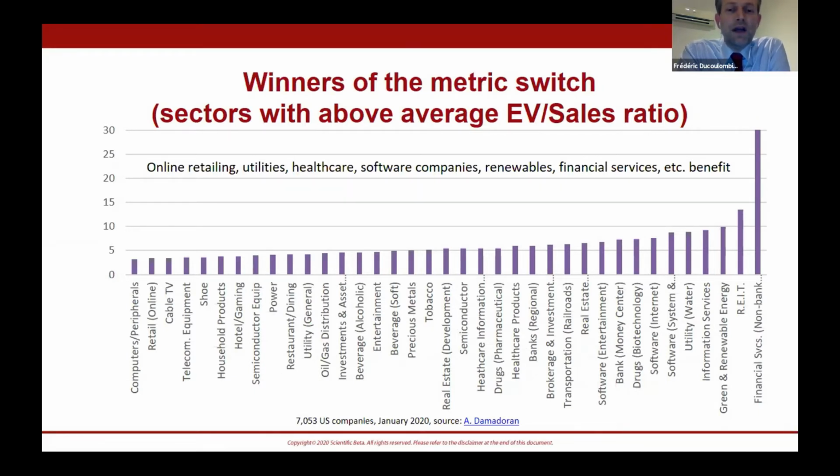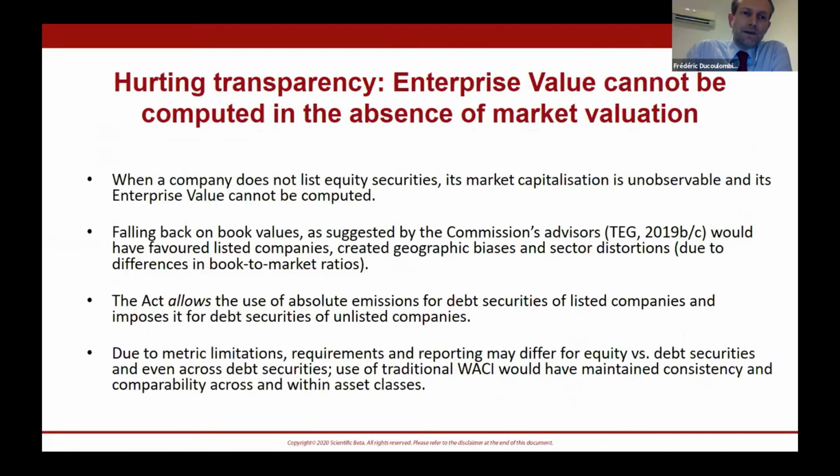And the same was true when you looked at the losers. So you shifted the metric, you created winners and losers relative to the current metric, but this has nothing to do with climate change, and that's an issue. Second issue is the impact on transparency. As I mentioned before, you need enterprise value to compute your carbon intensity. What do you do when you don't have a market capitalization? You can't compute enterprise value.